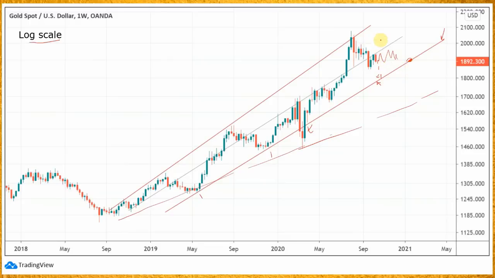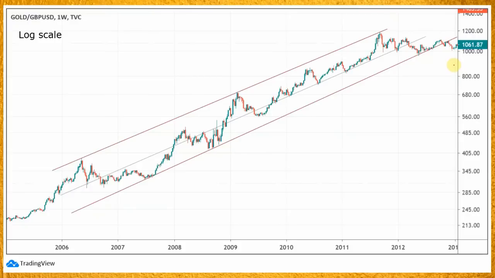The other possibility, of course, is that it can go back up, overcome this overhead resistance and keep going. But the other thing that I like about this is that it does help give us some upside targets going forwards. But how does this chart look in other currencies?